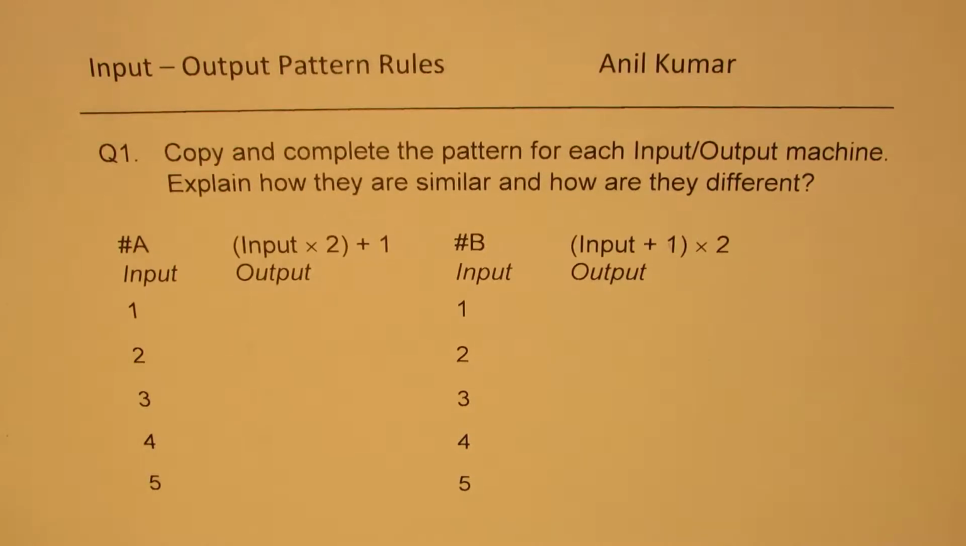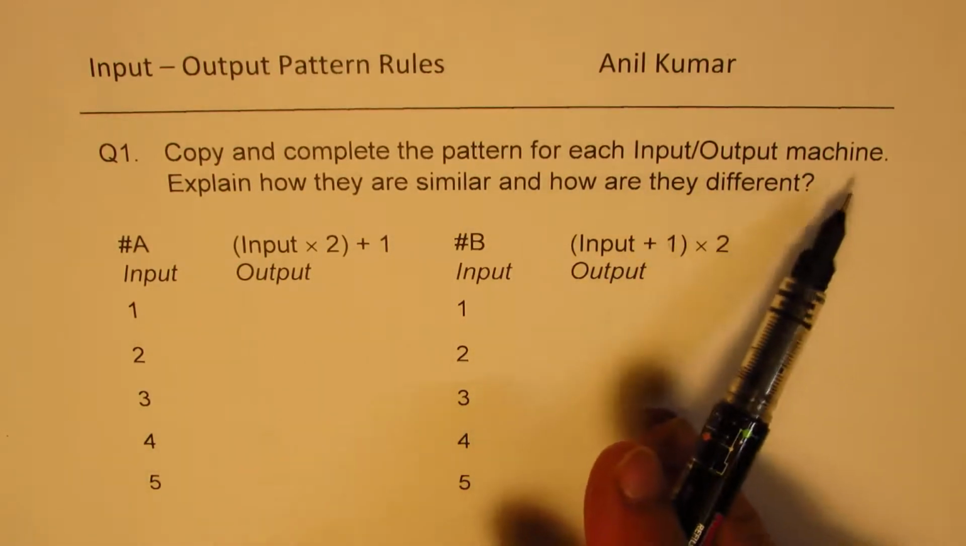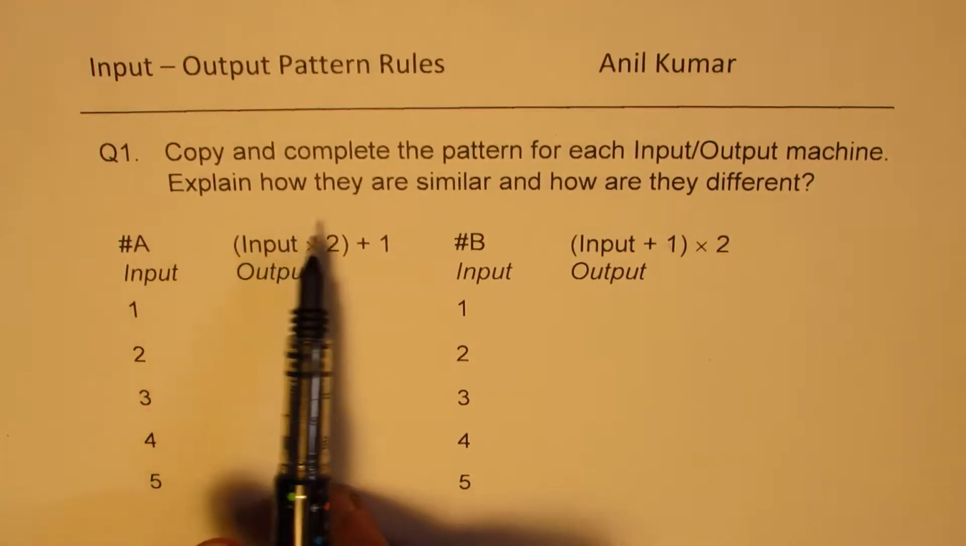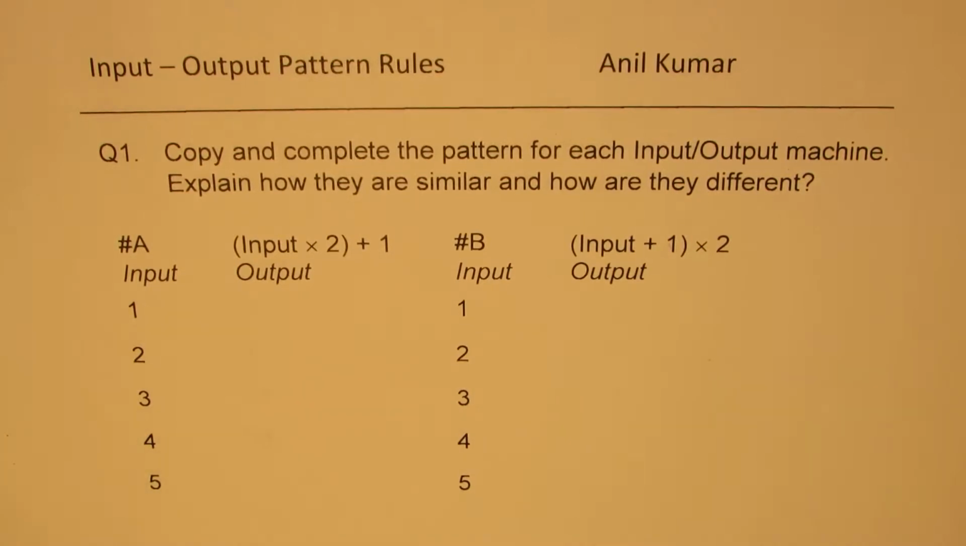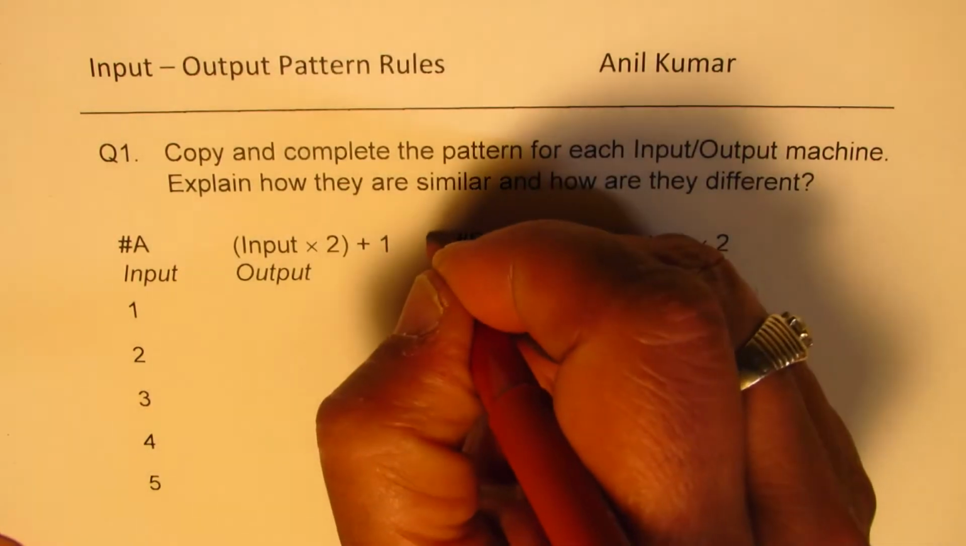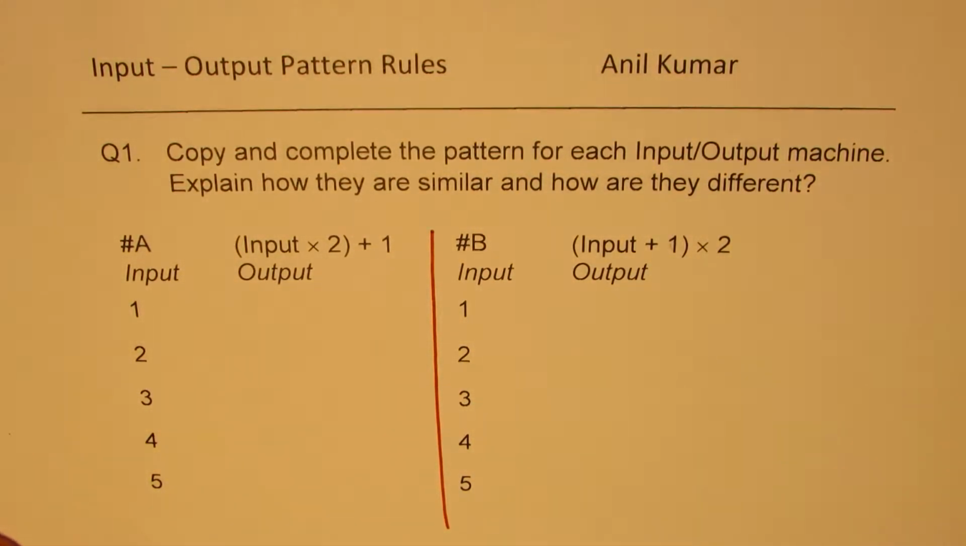Question number 1. Copy and complete the pattern for each input-output machine. Explain how they are similar and how they are different. So here we have two input-output machines, A and B. We need to compare between them.